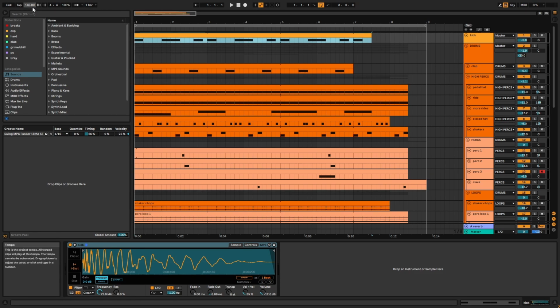Our BPM is 140. This project isn't in a specific key, although I'm using notes from both G harmonic minor and G Phrygian dominant.